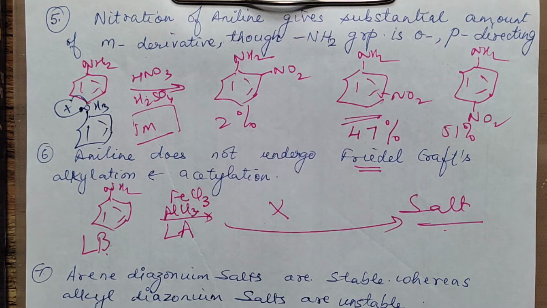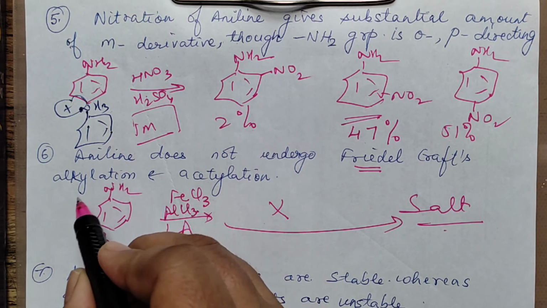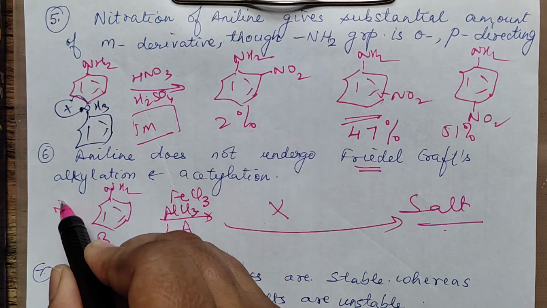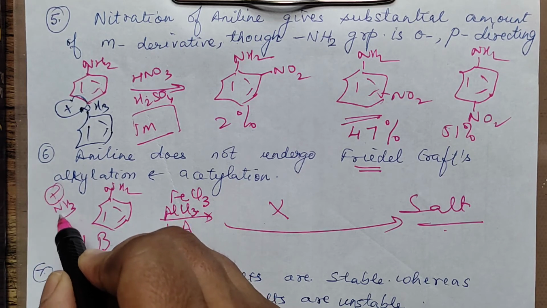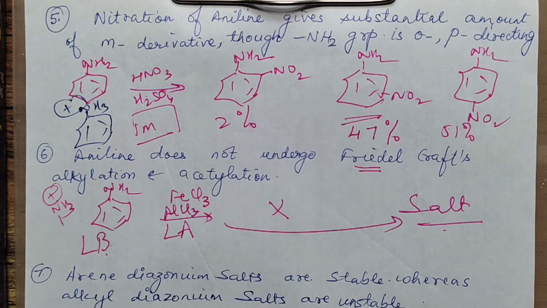Clear? So what exactly happens is that NH2 forms NH3 plus. That means it forms a cation, which is now a deactivating group. It will not be able to undergo the reaction.